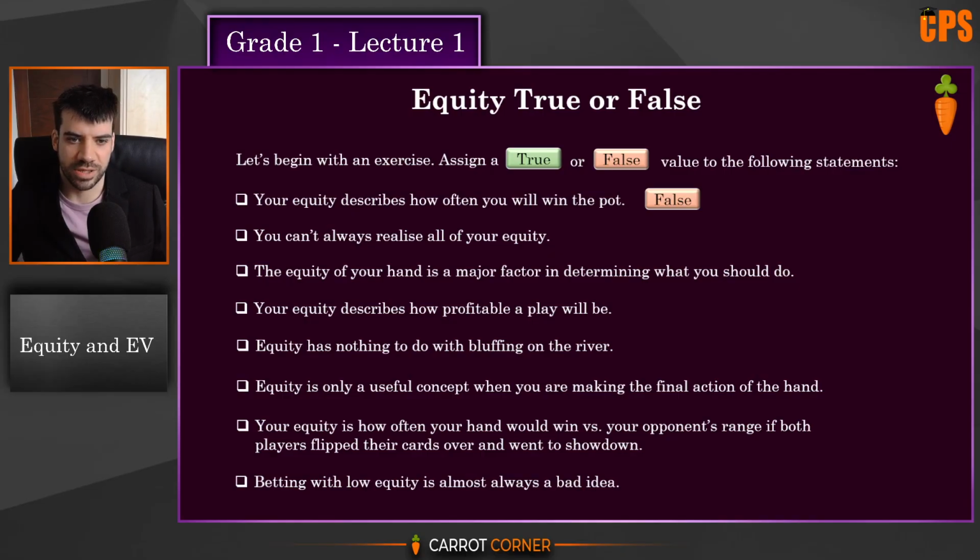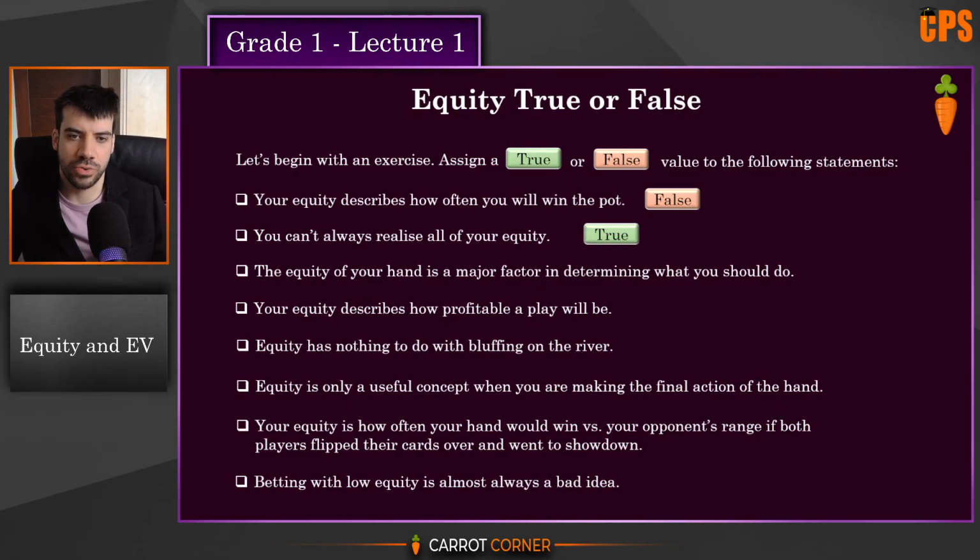Your equity is basically your hand's power against your opponent's hand or range. You can look at equity hand versus hand, hand versus range, range versus hand, or range versus range. And in any case, it's just going to show you a hypothetical value, how often you would win the pot if you were to go to showdown. And of course, that doesn't always happen. You can't always realize all of your equity.